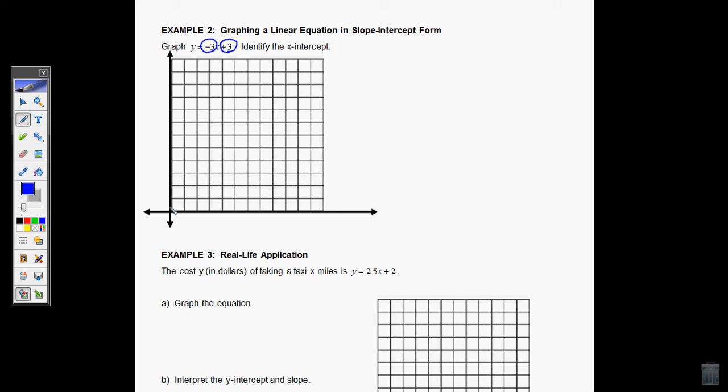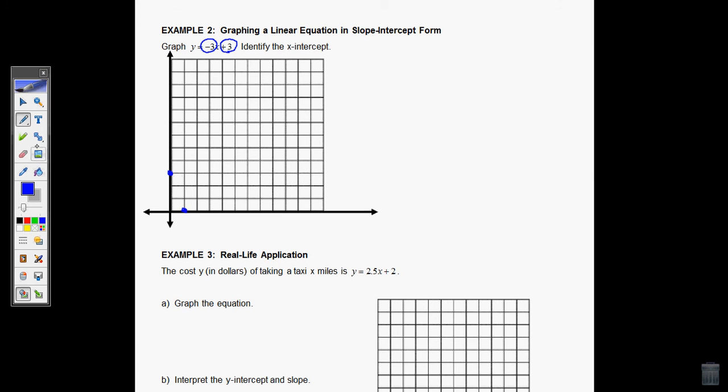My y-intercept is 3, which means at (0, 3), so 0, 1, 2, 3, there is a point. And I know that the graph will go through that point. Now, all I have to do is kind of trace. I know that the slope is negative 3, which means it's going to go down 3 and over 1. Down 3 and over 1 in the negative direction.